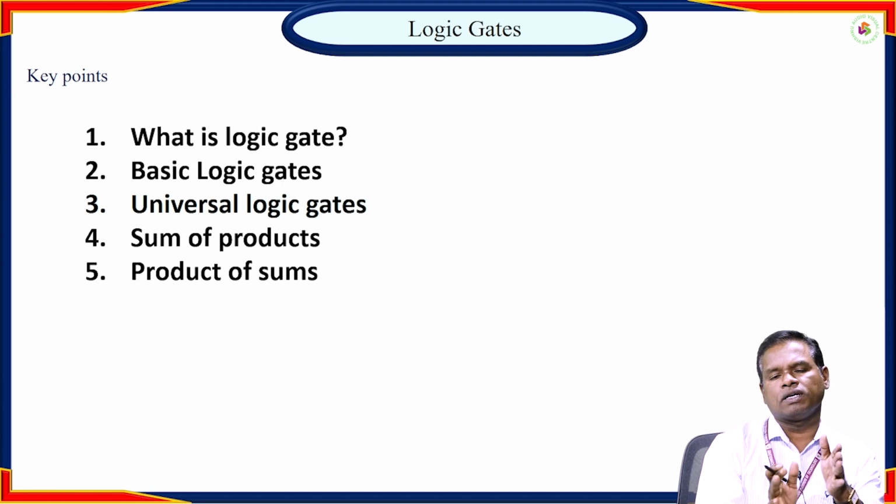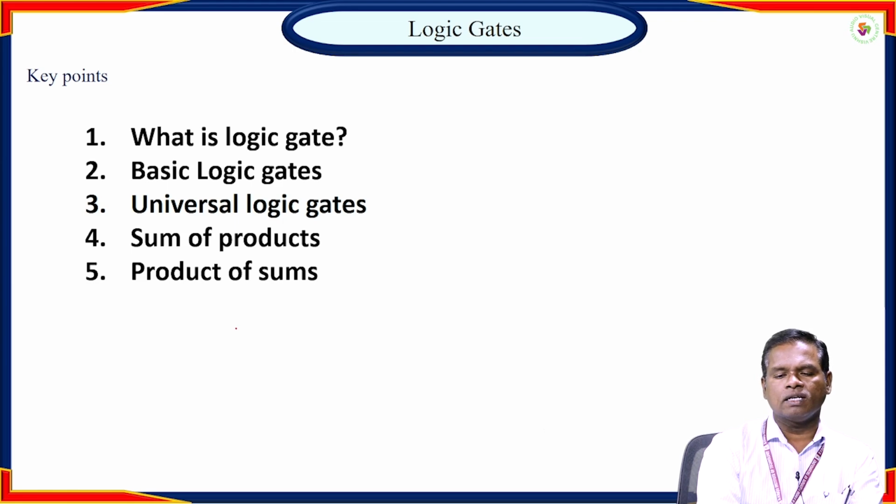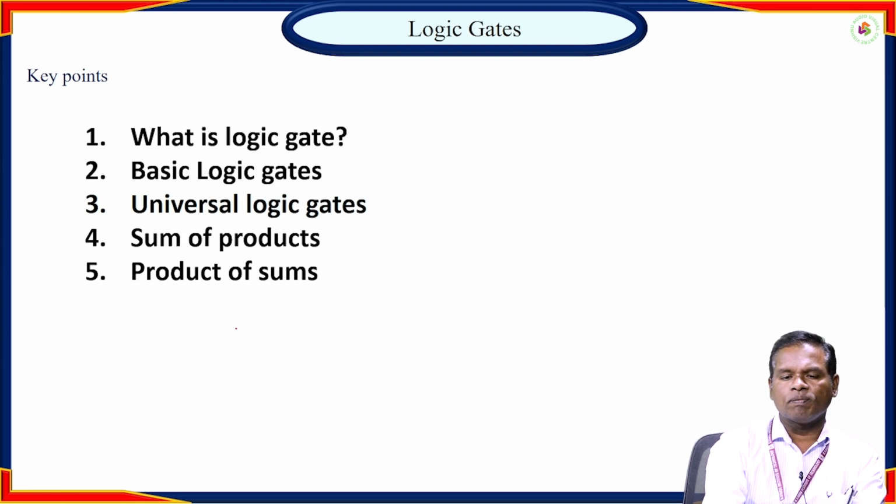And since these logic gates are going to be part of any digital circuit or any Boolean function, there are basically two types of representations called sum of products form as well as product of sums, which is discussed here. So this is about a small topic called logic gates in the subject called fundamentals of digital logic or digital electronics.